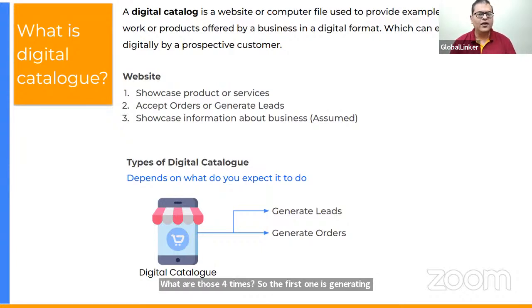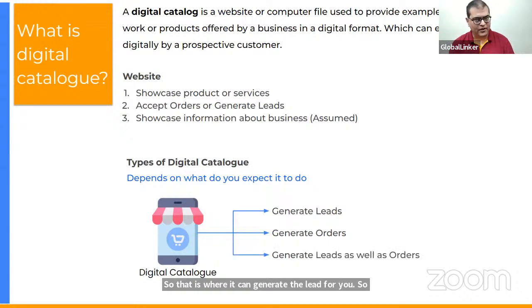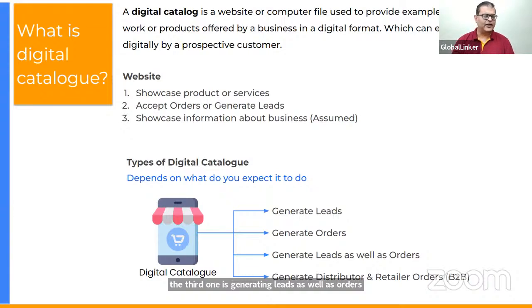So leads is we are generating leads. So a bulk buyer who's looking to buy product, or an international buyer looking to import the products from you. That is where it can generate the lead for you. So that is generating leads. Then we have generating orders. And the third one is generating leads as well as orders. And last is distributor and retailer ordering.